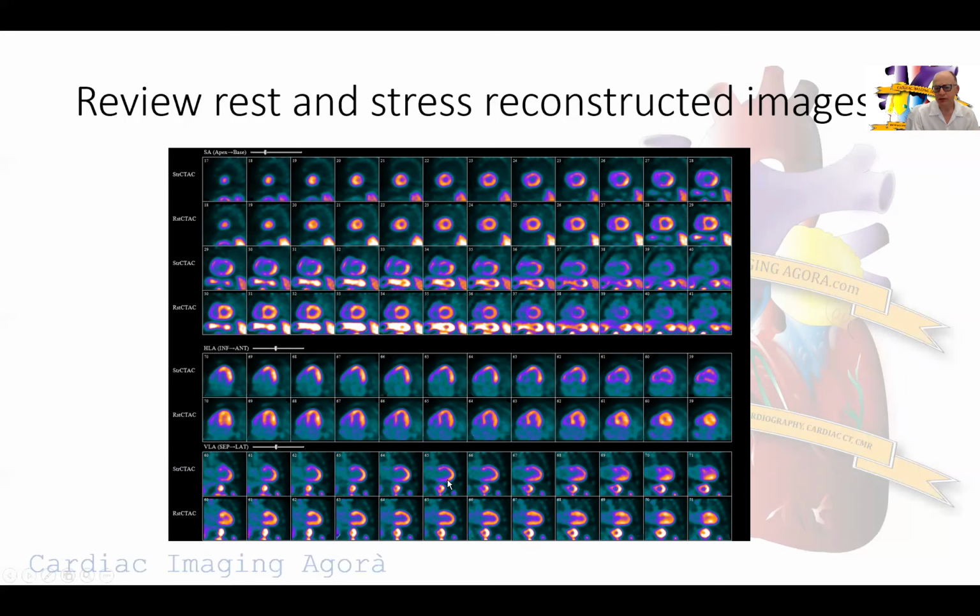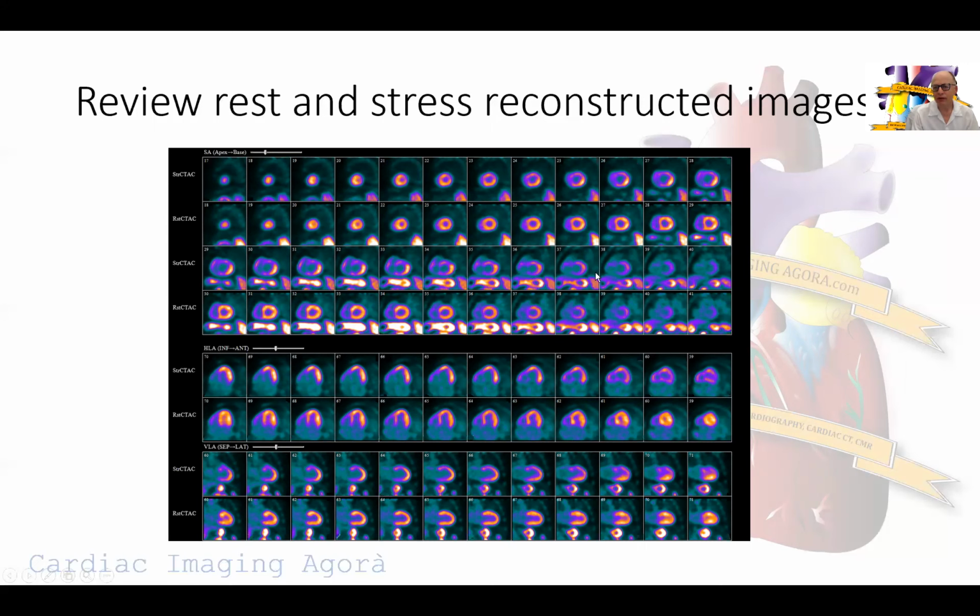So we have rest and stress here. On the rest images, we have in the short axis a very minor mild perfusion defect in the septum. You see it here, and you see it here compared to the lateral wall. On the stress images, this defect becomes severe. Now the entire septum, you can see it, basal and mid-septum. You can see it here in short axis. Again, the septum becomes severe.